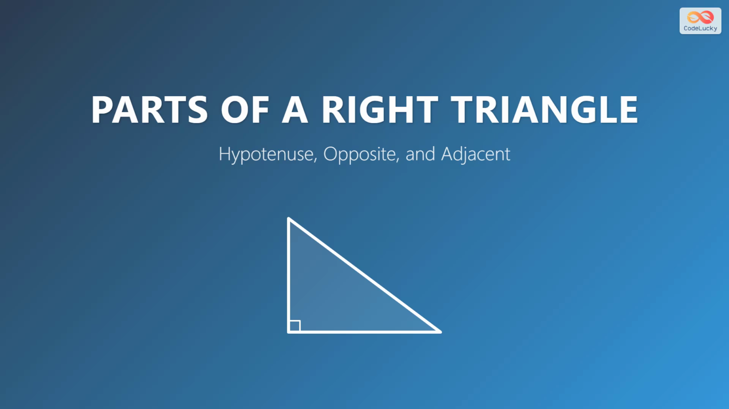Welcome to Trigonometry Basics. In this video, we are going to learn how to identify and name the three sides of a right triangle: the hypotenuse, the opposite side, and the adjacent side.